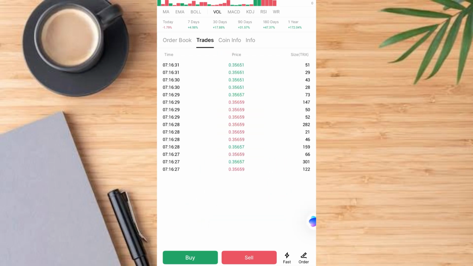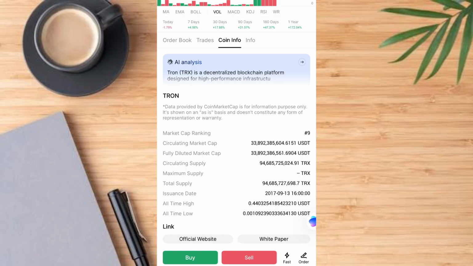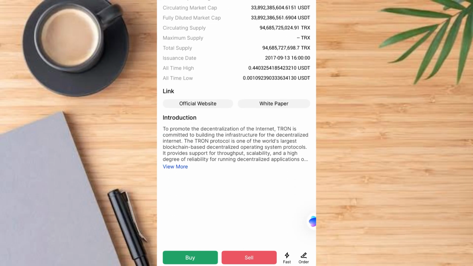Then you have the trade. We'll tap on the trade, and here is the trade that goes on this platform. Every second, you can see people are buying, people are selling as the seconds go. Then the next one is coin information. If you tap on the coin information, you're going to have access to more information about the coin you want to trade. Then scroll up a bit, guys.